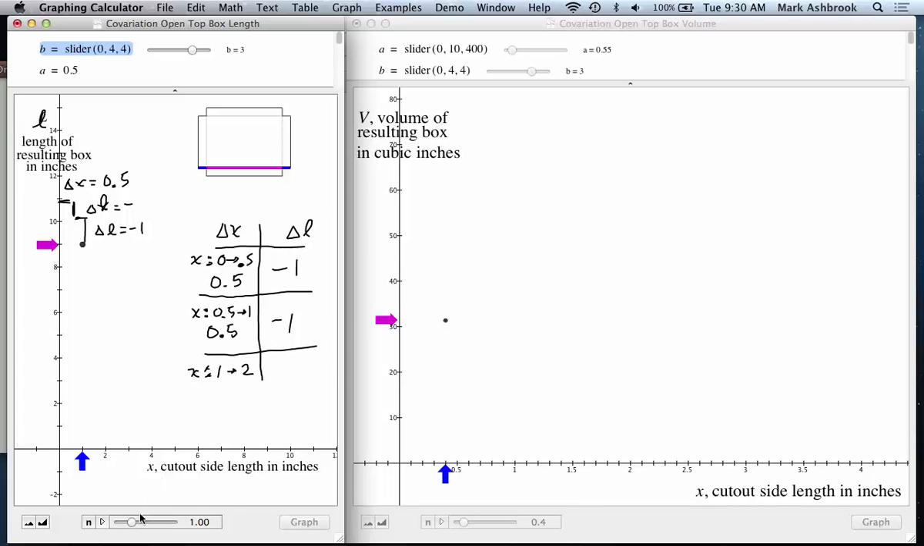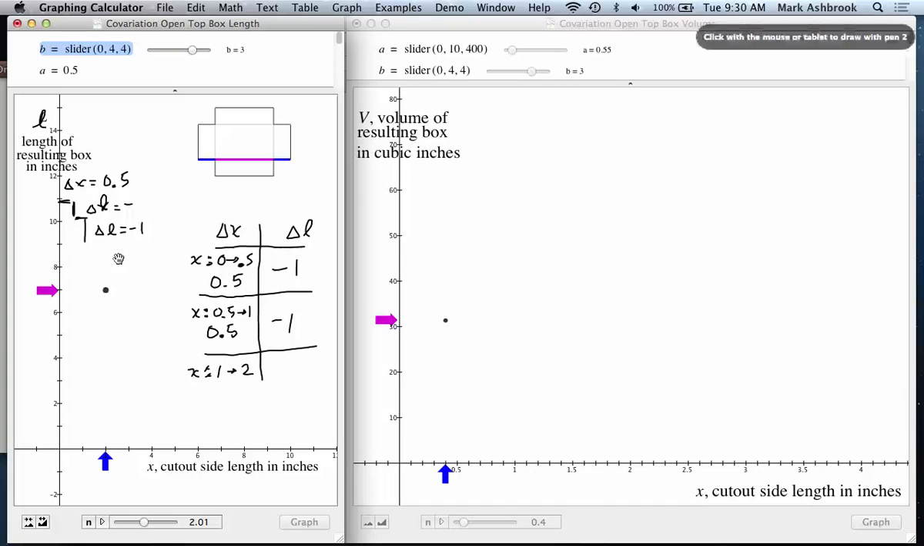Okay, so currently the x is at 1. I'm going to increase that cutout square side length from 1 to 2. What was delta x? This time I increased each cutout by a whole 1. So delta x was a whole 1. And how much did the length of the resulting box change? It went down 2 because I took off 1 on each side. Okay, so that was delta x of 1.